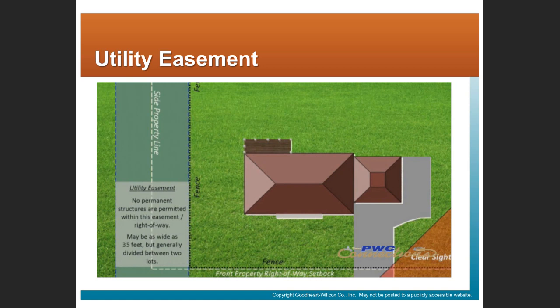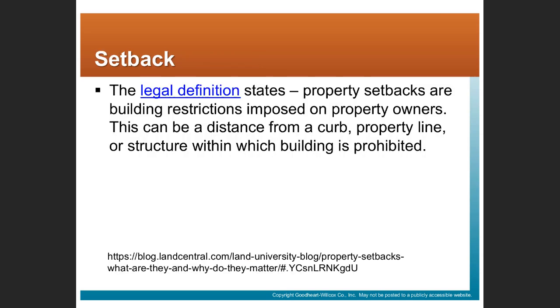So in this case, the easement says I can't put any permanent structures within the easement, so my fence has to sit on the easement line. It can't be in this area here because legally, even though I own that property, I'm allowing another person to utilize that piece of my property. So that's an easement.